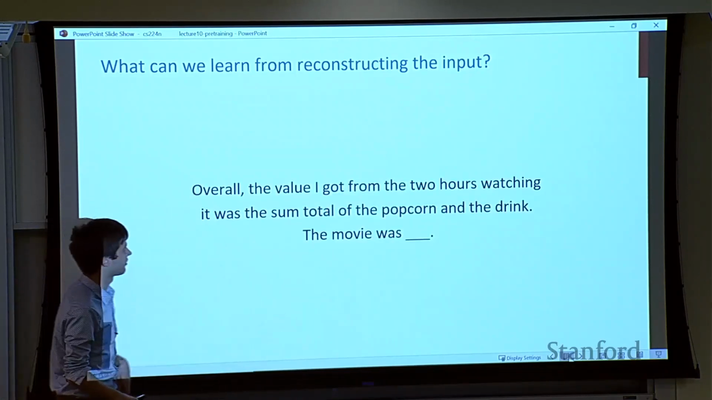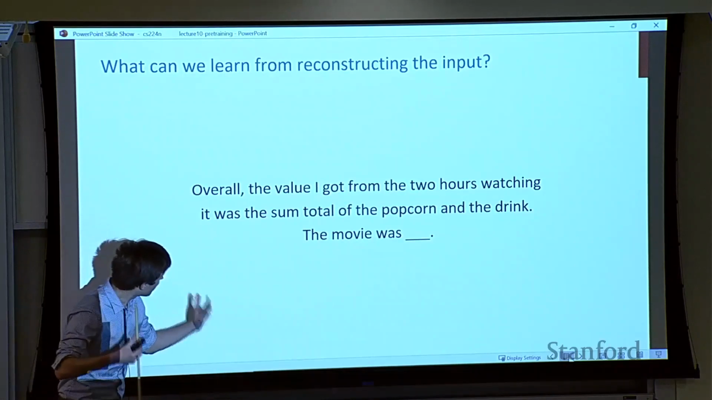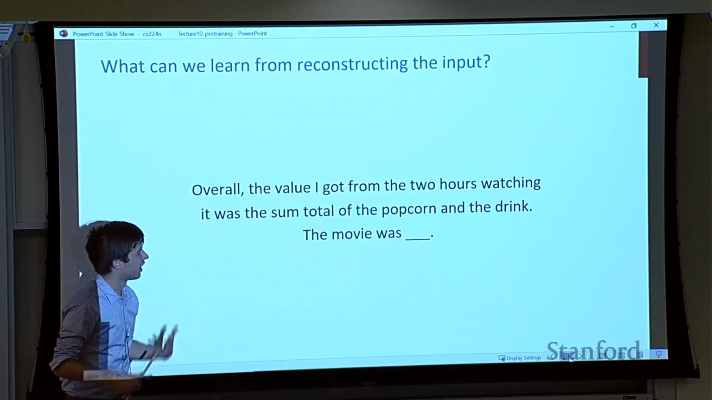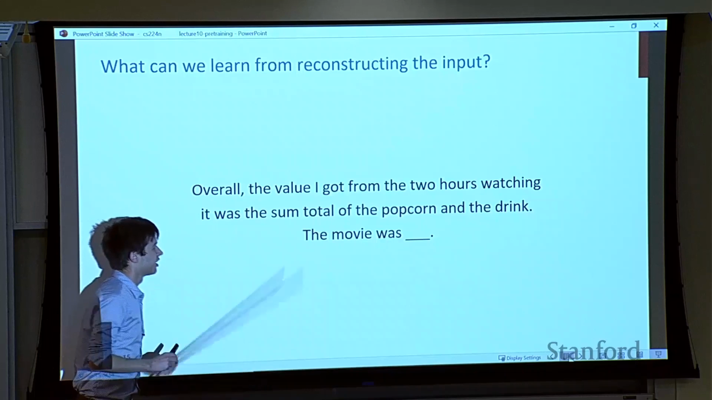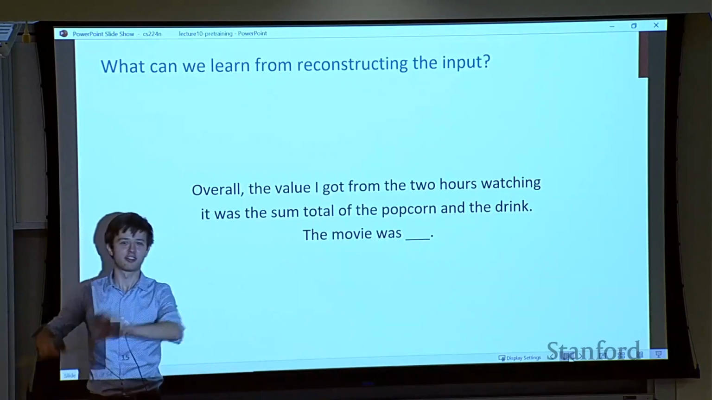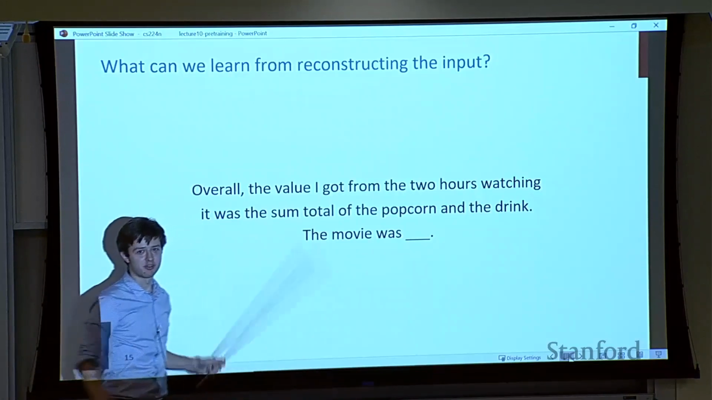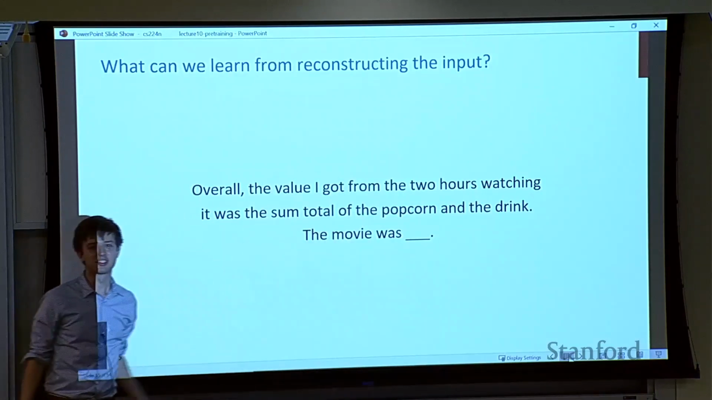OK, here's another example. Overall, the value I got from the 2 hours watching it was the sum total of the popcorn and the drink. The movie was blank. Right? And this is when I'd look out into the audience and say, was the movie bad or good? But the movie was bad is my prediction here, right?